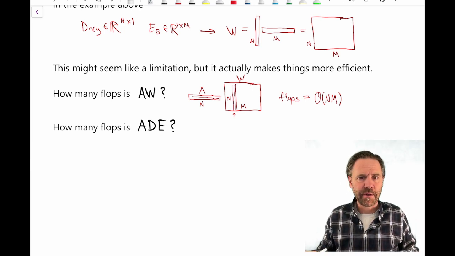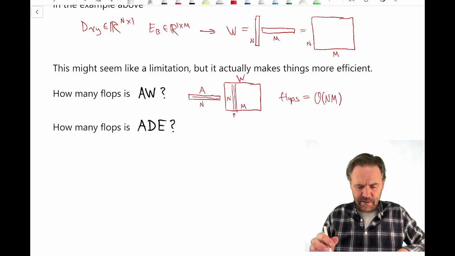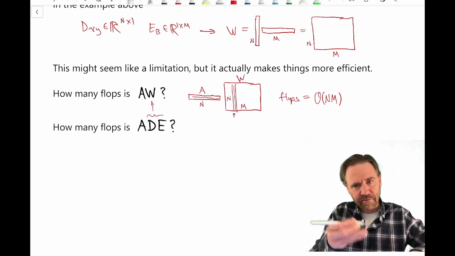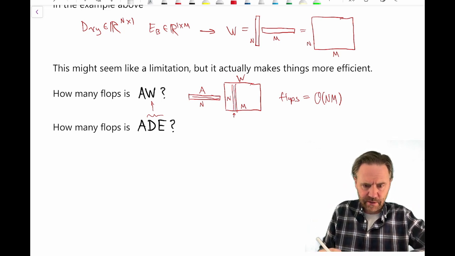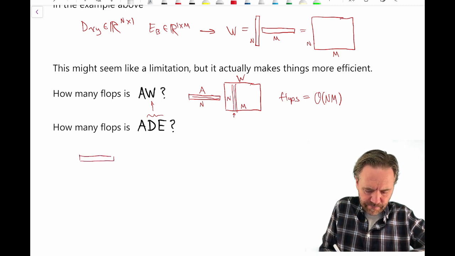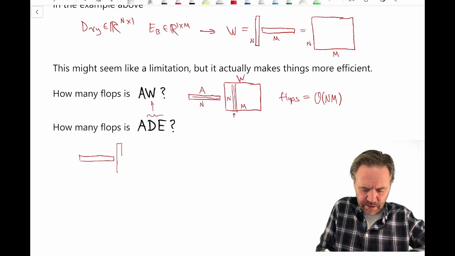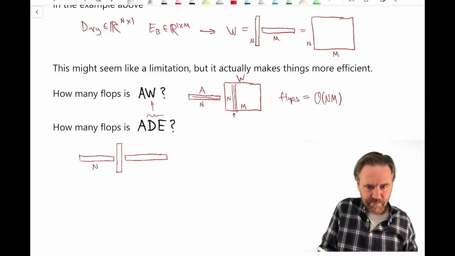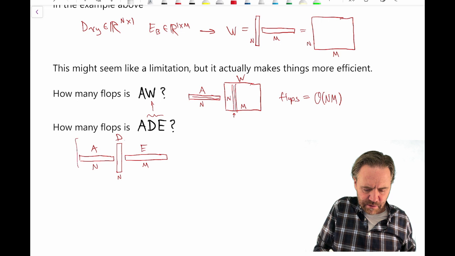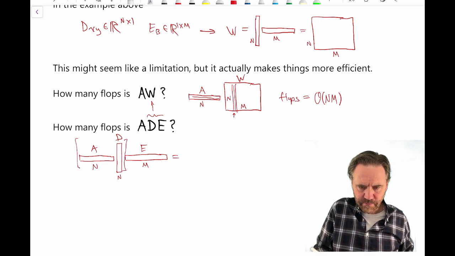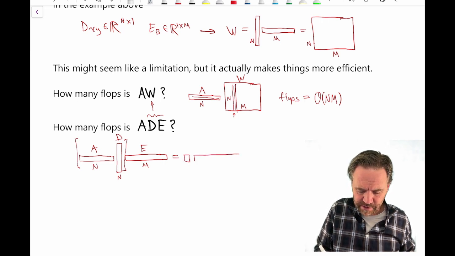Now, how many flops does it take to multiply A times D times E? DE was the same as W, right? But if we keep it factorized into its D and E, the sort of rank 1 factors, we can do it more efficiently. So we've got A, like we did before. Now instead of writing W, we write DE. So D looks like that, and E looks like this. There's n of those. That's A, that's D, and this is E with m elements in it. So what we're going to do is do this product first, the A times D. Well, that's an inner product. You just get a scalar out of that. Then we have to multiply that by E still.